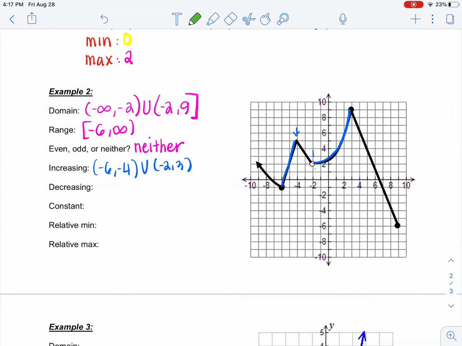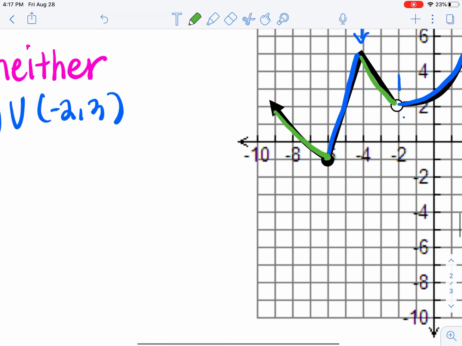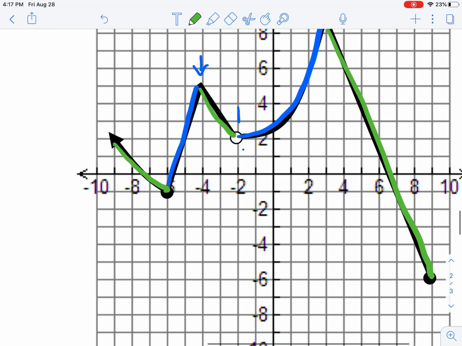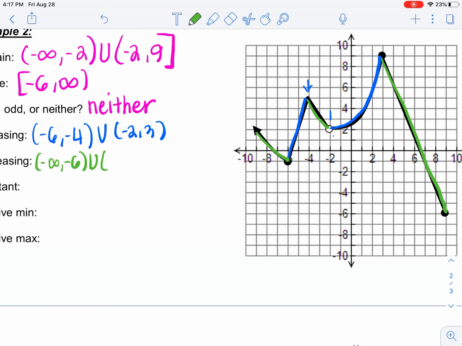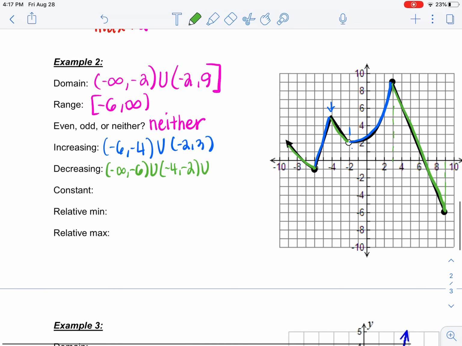All right, decreasing. I'll use green for that. It's decreasing here, here, and here. So I have 3 intervals on which it's decreasing. So this first piece, the domain of that, is negative infinity to -6. Union. My next piece is decreasing from -4 to -2. My last piece is decreasing from 3 to 9. 3's right here, 9's right here, just in case you don't see where I'm looking.